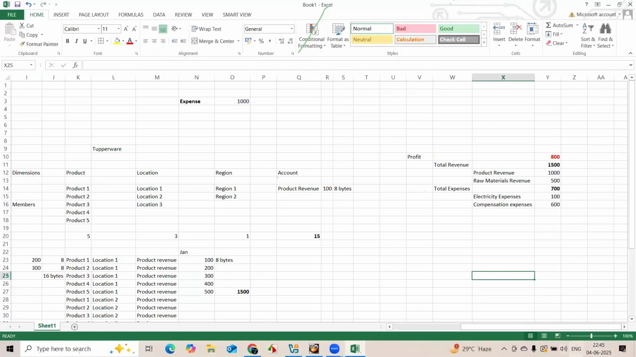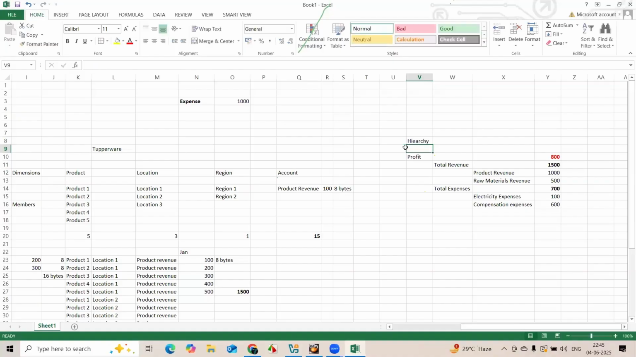In the demo session, we discussed the financial statement, right? So what does an income statement represent? Revenues and expenses. Those revenues and expenses can be tracked in this manner. As I told, product revenue, raw materials, electricity expenses, compensation expenses, total expenses, total revenue, and profit are called members. And the arrangement of these members in this particular manner is called a hierarchy. So this is called a hierarchy.